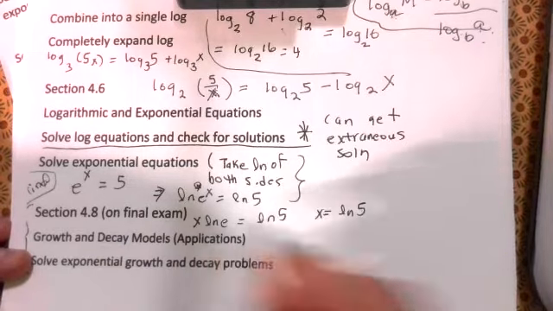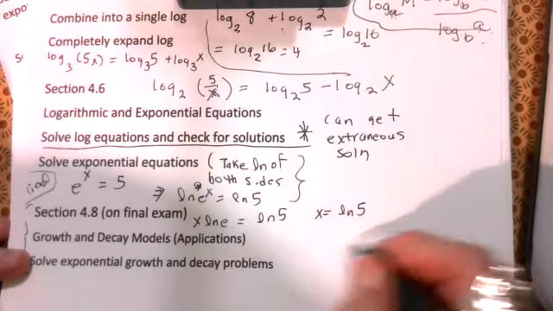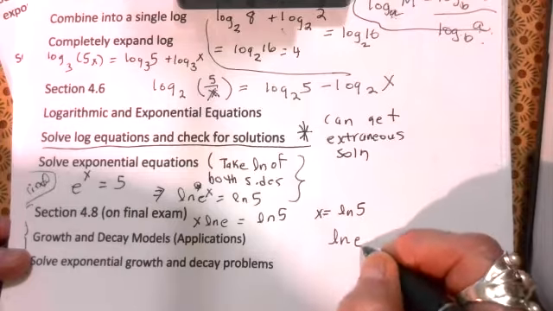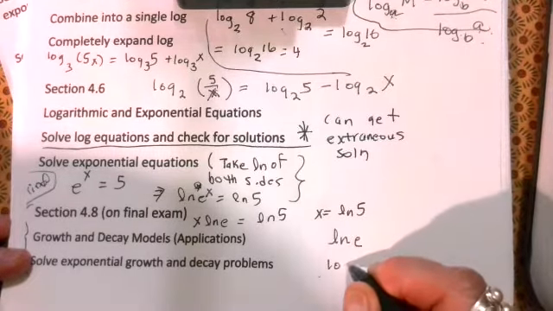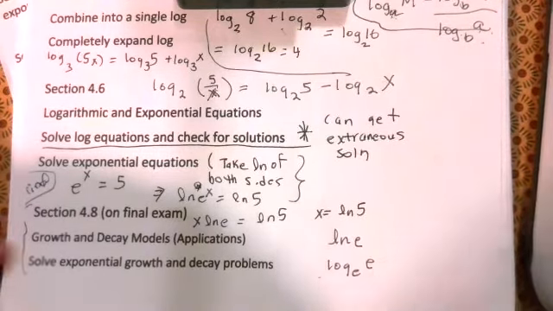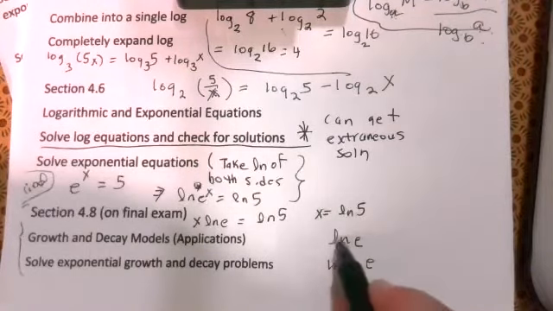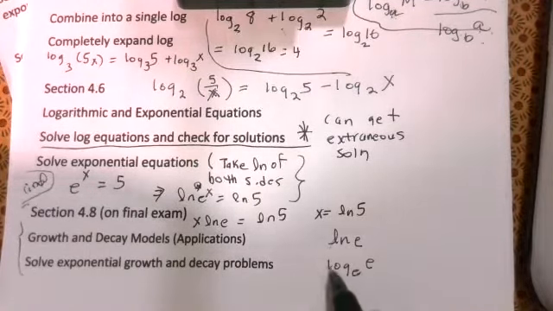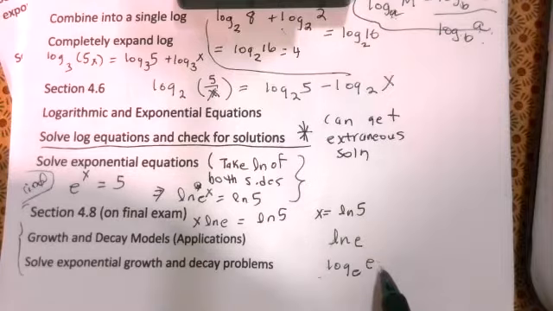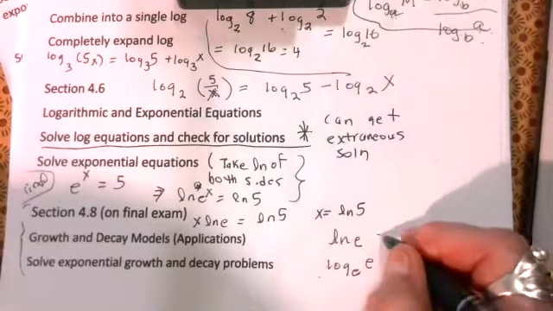And then what is natural log of e? Well, natural log is just log base e. So natural log of e is just log base e of e. So what's log base e of e? 1. 1, yes.